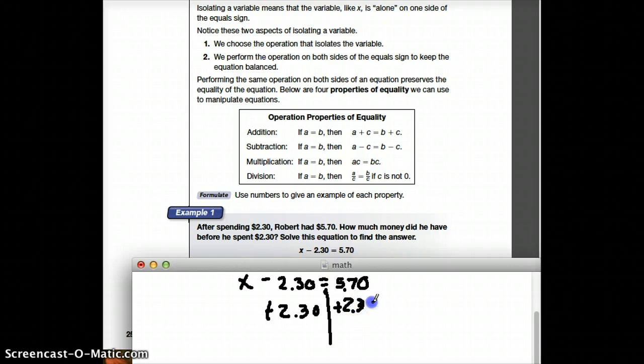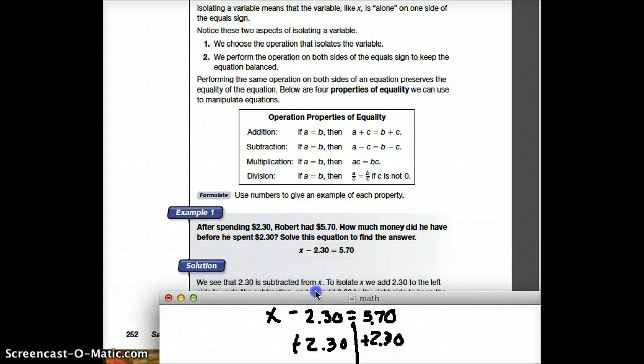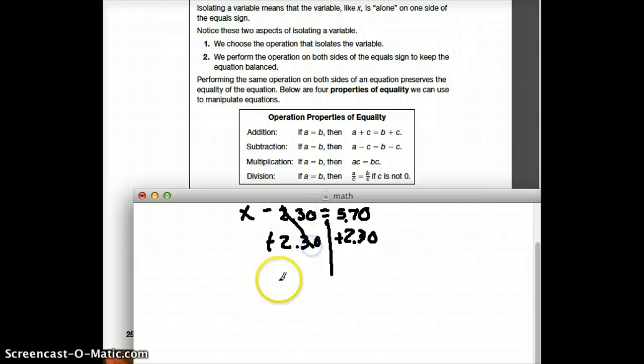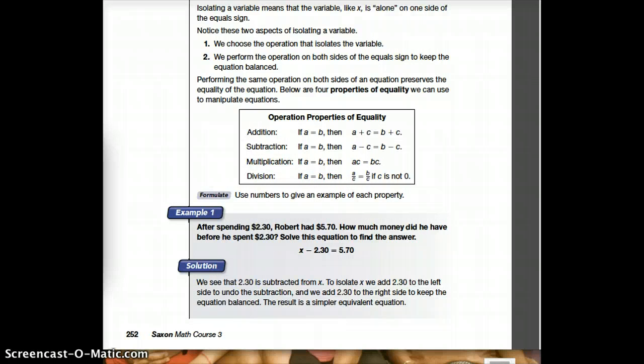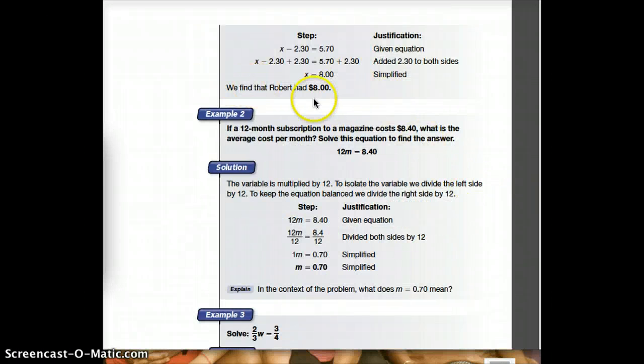What that does is it gets rid of our number here, leaving just x on the left side. Now we add it there, and that will be $8. So that's what the answer is. The answer is $8. Okay, let's see if I got it right. There we go, $8.